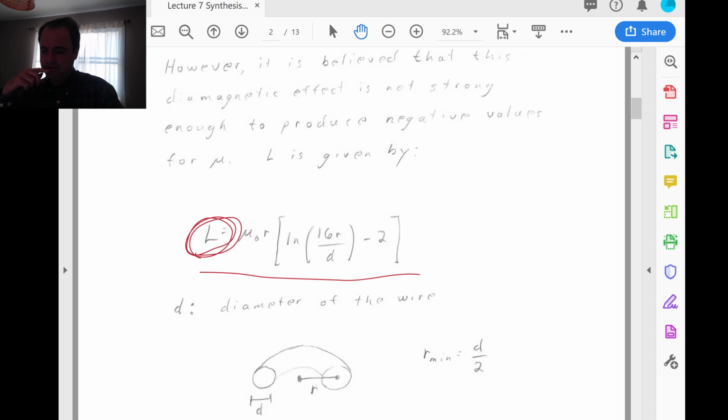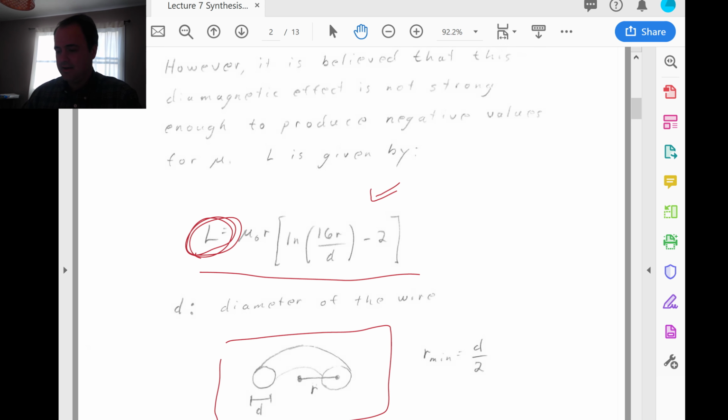Well, to do that, we have a couple of things to play with. Not very much, really just r and d in this equation here. So this is the geometry of the situation right here. And if my ring is the smallest possible radius, then r min is going to be d over 2.